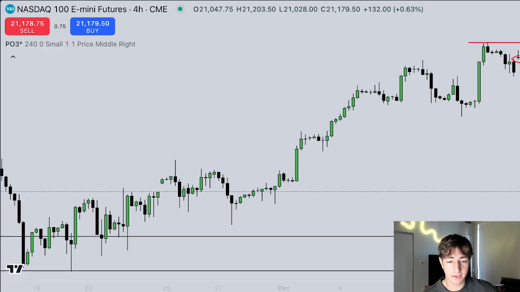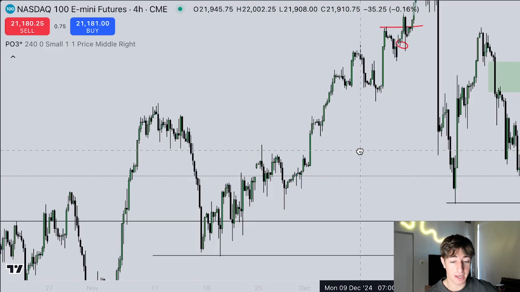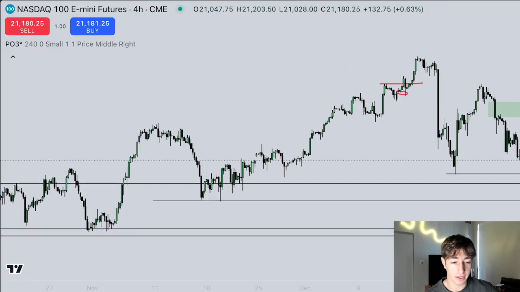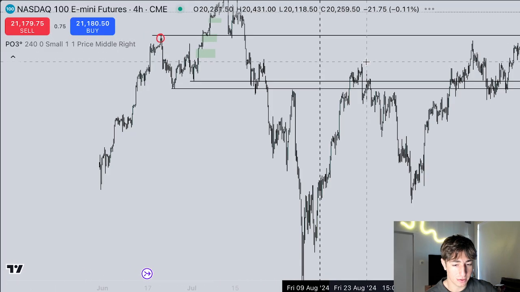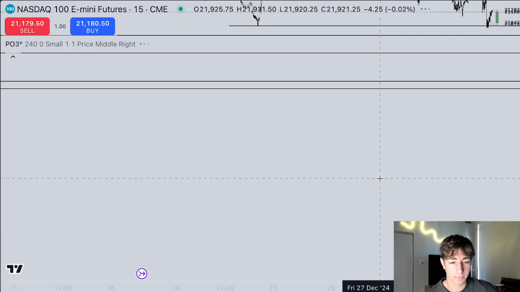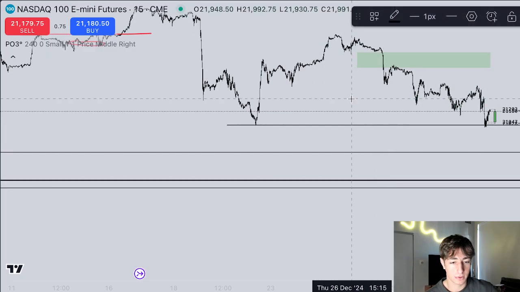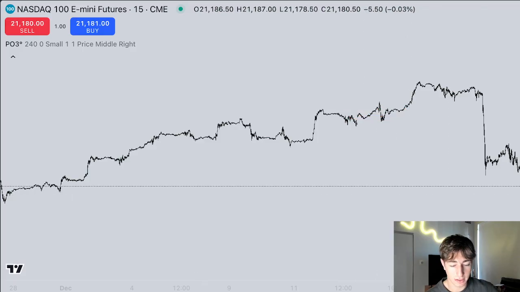Okay, so this is kind of just a brief rundown of market maker models and internal range liquidity with external range liquidity. Let's try and find another example of a good market maker model. Let's drop to the 15-minute here. Don't want to do today because today was pretty terrible price action.